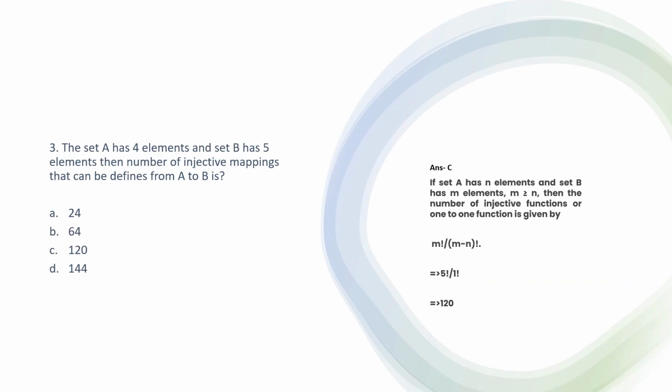The third question is asking for the number of injective mappings, that is, the number of injective functions from A to B. A has 4 elements and B has 5 elements. We know the formula for calculating injective functions. If A has n elements and B has m elements, it would be mPn, m permutation n. So the formula becomes m factorial by m minus n factorial. We can put the numbers in the formula and get the answer. So 5 factorial by 1 factorial, and the answer comes as 120. So C will be the answer here.